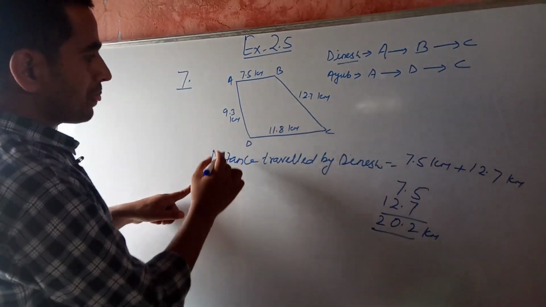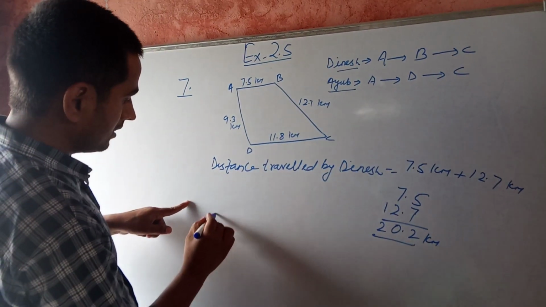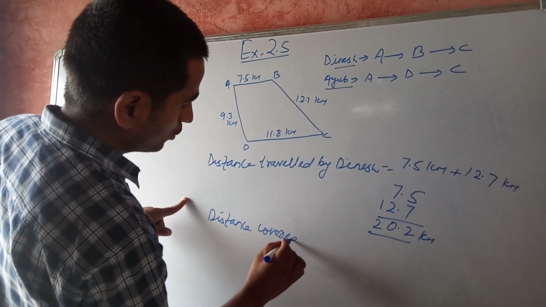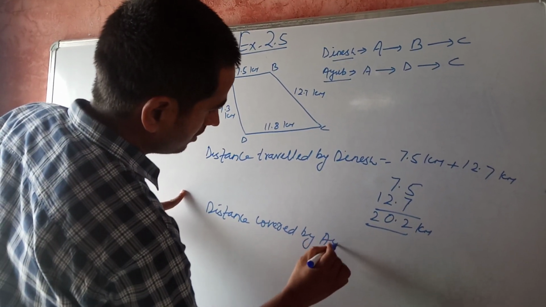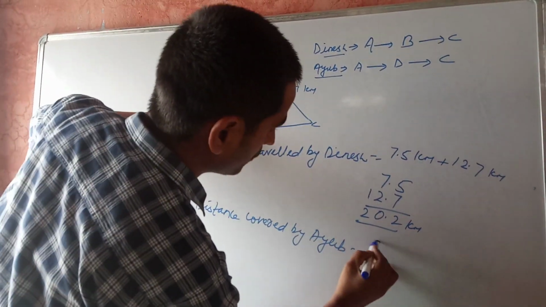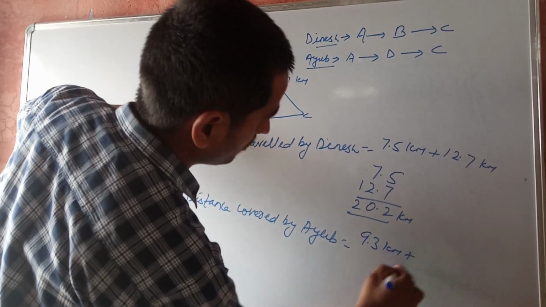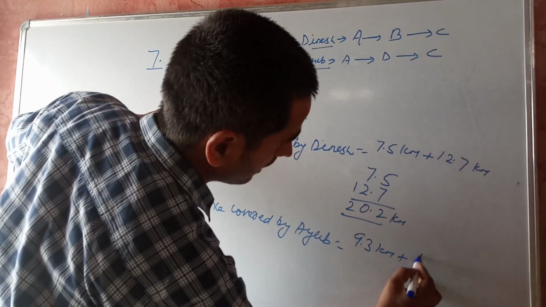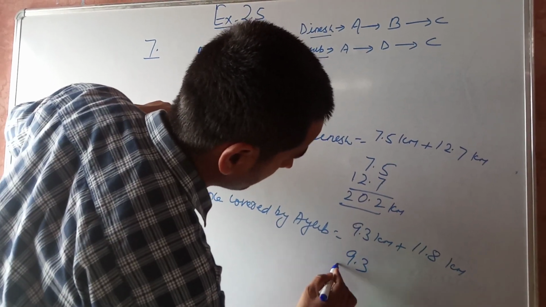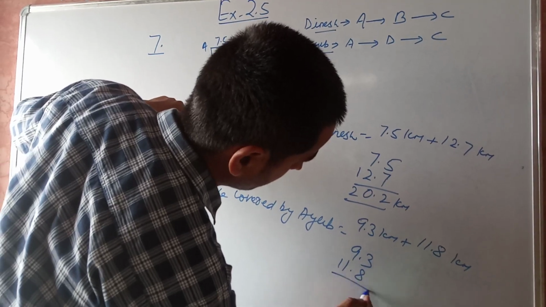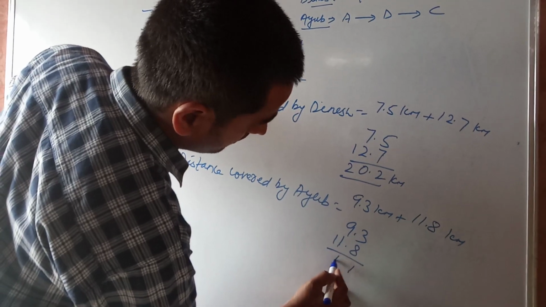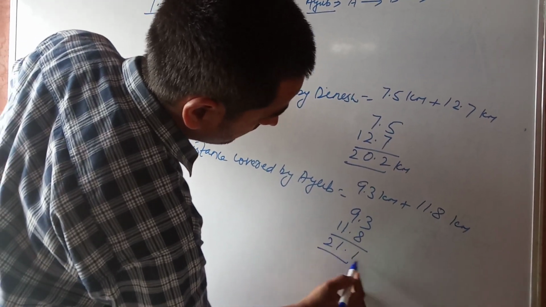Now we will find the distance covered by Ayub. From A to D, that is 9.3 kilometer, plus D to C, 11.8 kilometer. Now add 9.3 and 11.8. 8 plus 3, 11, carry 1. 9 plus 1, 10, plus 1, 11. 1 plus 1, 2.